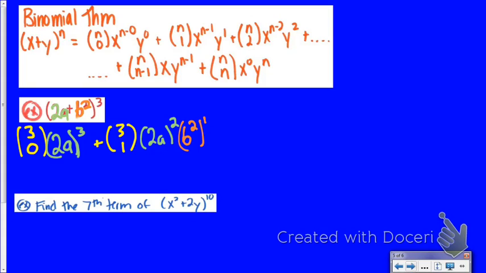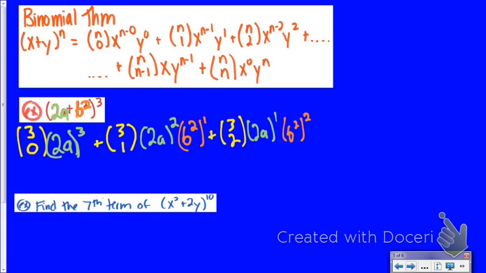The coefficient still has 3 on top, but now I'm moving up a term, so this is going to be 3, 2. I take my first term, which is 2a. Now it's 3 minus 2, so it's just the first power. And then I do my second term, and my second term is going to be raised to the bottom number power.